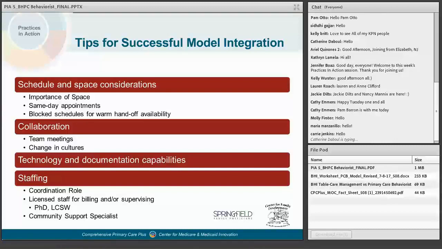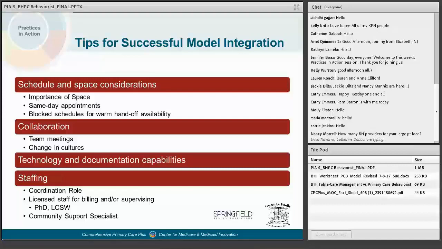Yeah, so a few of the things that we've found to be really helpful are schedule and space considerations. We have our behavioral health providers located in a central spot so that the primary care providers always know where to find those behaviorists. So they're located in one central spot, and since we have 2, we have them alternating their schedules. So one is always available for warm handoffs, same-day appointments, and also for crisis calls. And then the other person is available for follow-up visits during that same time.